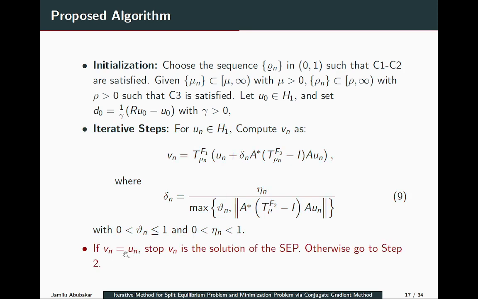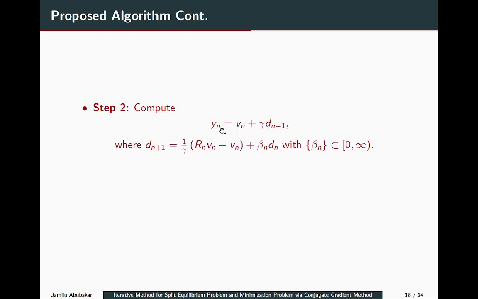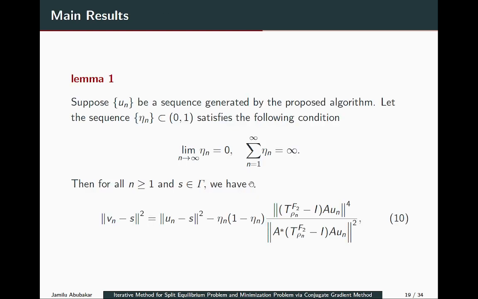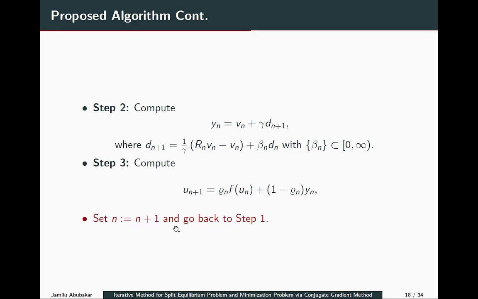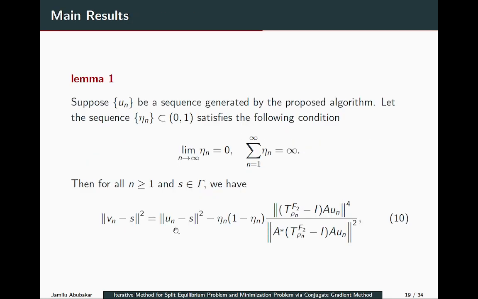So if vn is equal to un, then we stop. We are at the solution of the split equilibrium problem. Otherwise, we compute yn by this, and we update dn plus 1 by this. And we compute in step 3 un plus 1 to be this. So we set n equals n plus 1, and we repeat the process again.